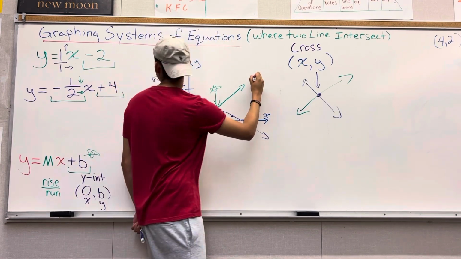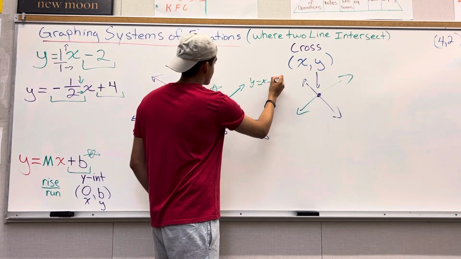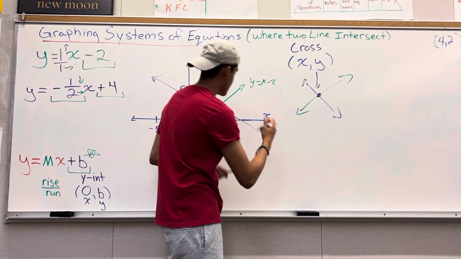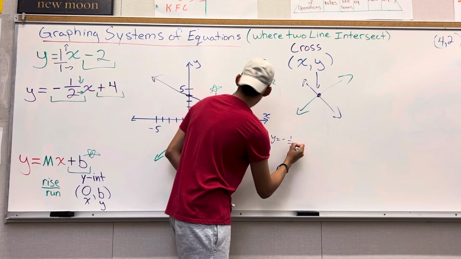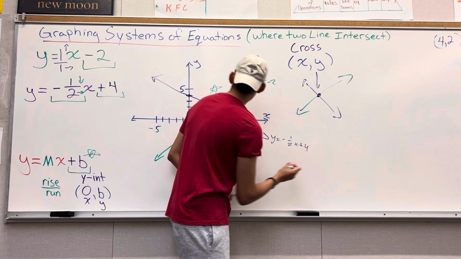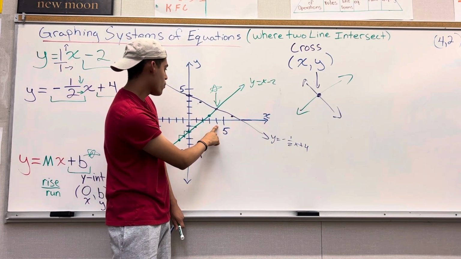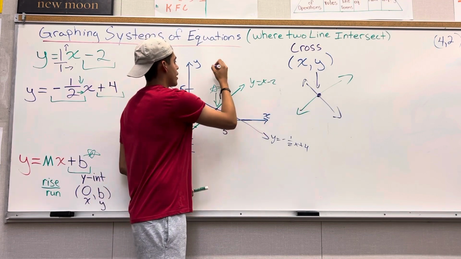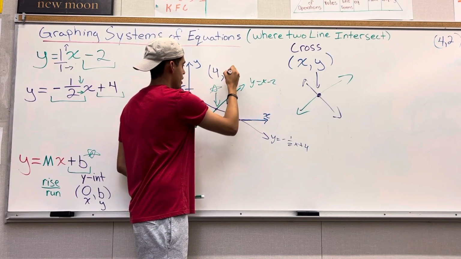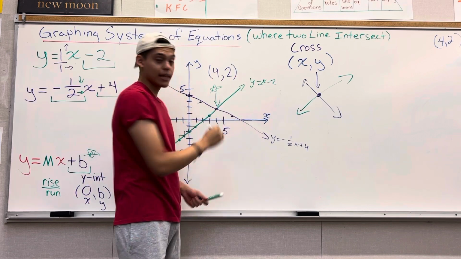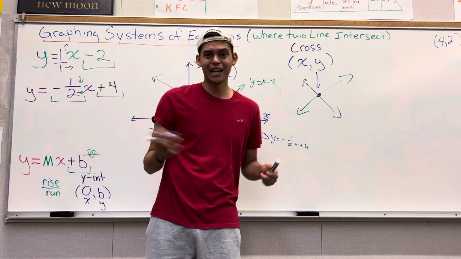You see that this line is y equals x minus 2. This line is y equals negative 1/2 x plus 4. And this is where the two lines intersect. If you count, it goes over 4 and up 2, and your answer where the two lines intersect is (4, 2). And that is basically how you find where the two lines intersect.